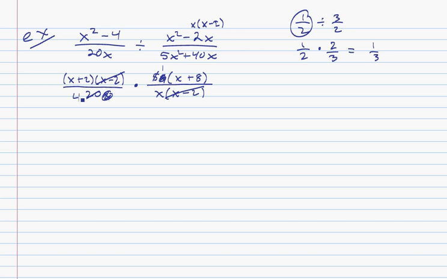Now there's nothing left that I can reduce. So I am going to write everything that's left over on top, and whatever's left over on bottom. And traditionally, we want to expand it out again. So that's x squared plus 10x all over 4x. Now guys, realize this problem could have been set up differently.